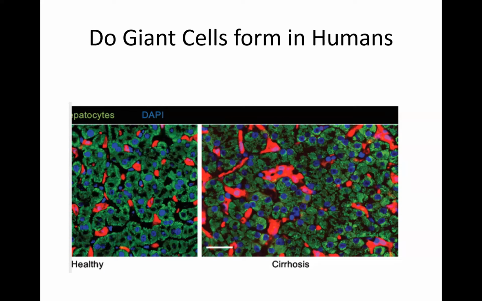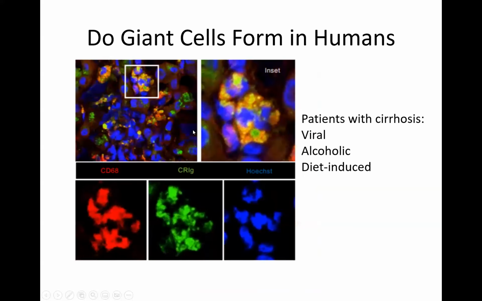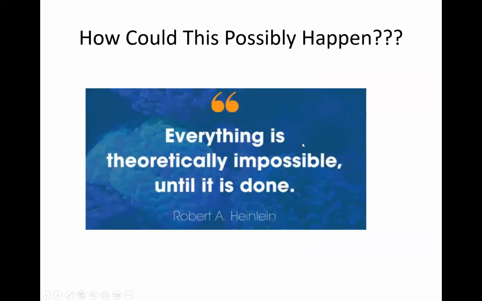We know that for sure. Sent us beautiful stainings of these giant cells in cirrhosis, giant cells here shown from Berlin. And it didn't really matter what the disease was, whether it was viral, whether it was alcoholic, whether it was diet induced. They form giant cells. So the same program gets activated in these mice to form these giant cells when you get fibrosis in the liver. And I'll come back to this viral bit because I think it's important.